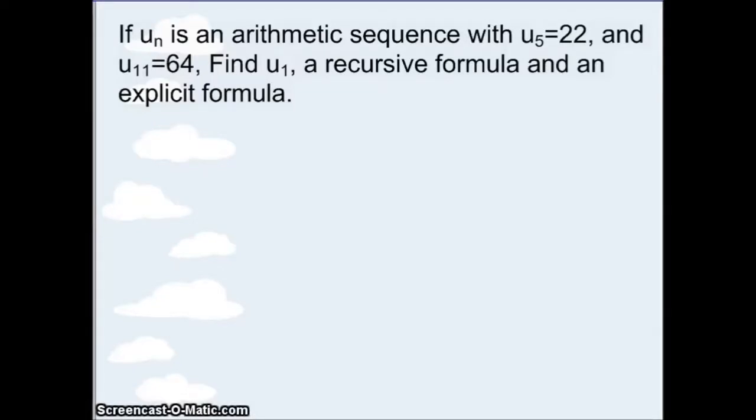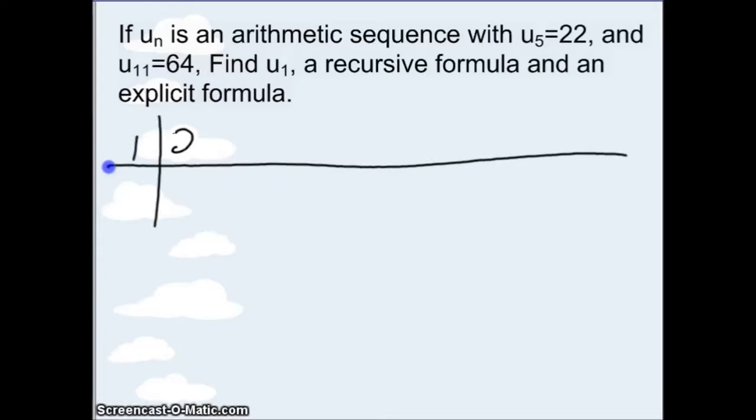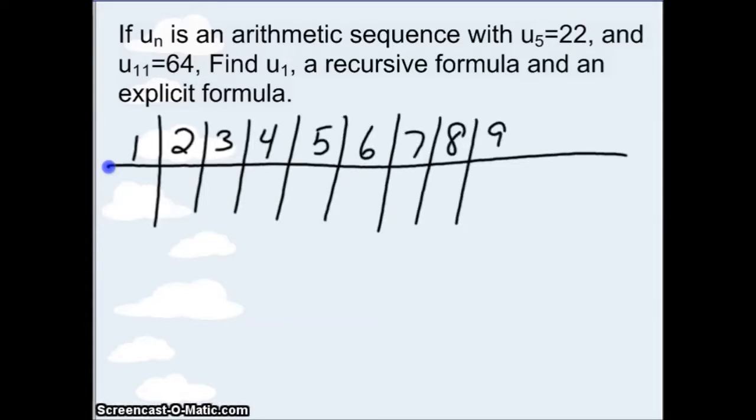All right. Here we are given the 5th term and the 11th term. Let's take a look at this. The 5th term is 22 and the 11th term is 64. I'm not given any consecutive terms, so I can't just subtract to find the common difference. But because this is arithmetic, that means that it is linear and that the common difference is equal to the slope. So I'm going to use the slope formula to find the common difference.